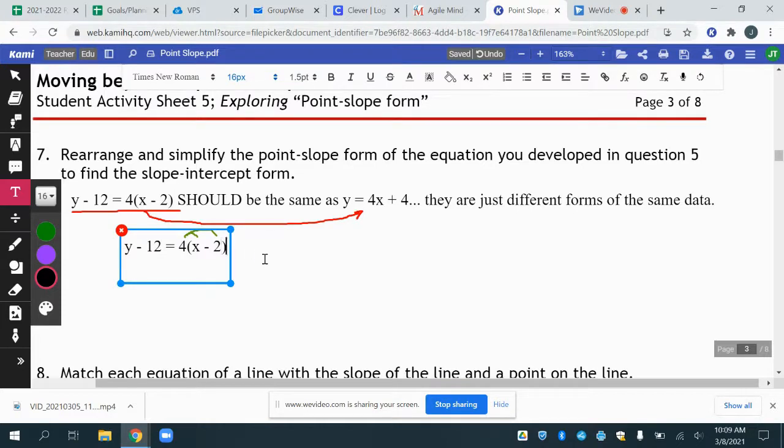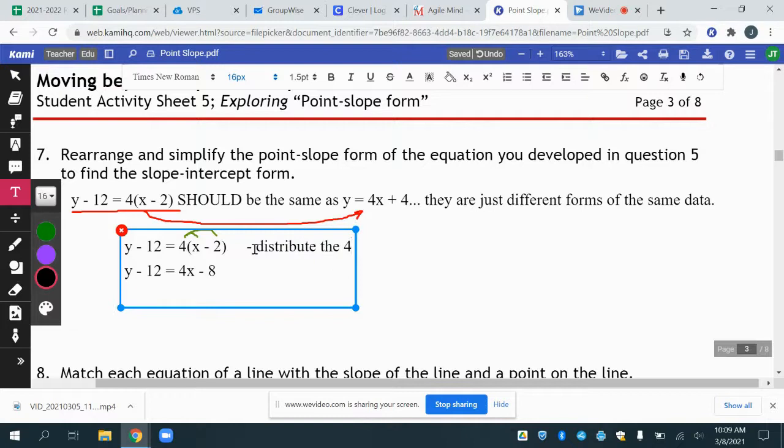I'm going to write it out. What happens if I distribute that 4? Well, I end up with y minus 12 on this side equals 4 times x, which is 4x, and 4 times 2 is 8, and with the negative 2 it's negative 8. So my first step is I distribute the 4. My next step is I'm going to add 12 to both sides.